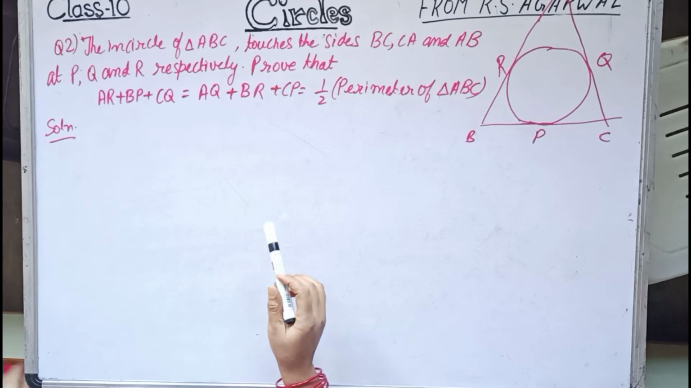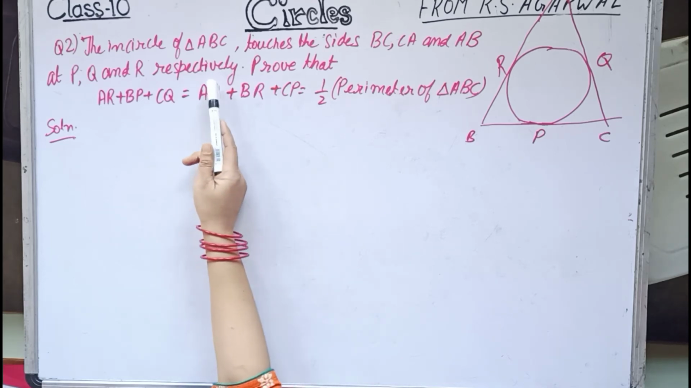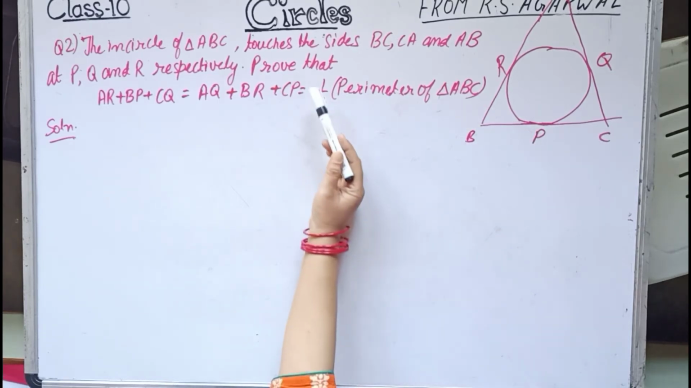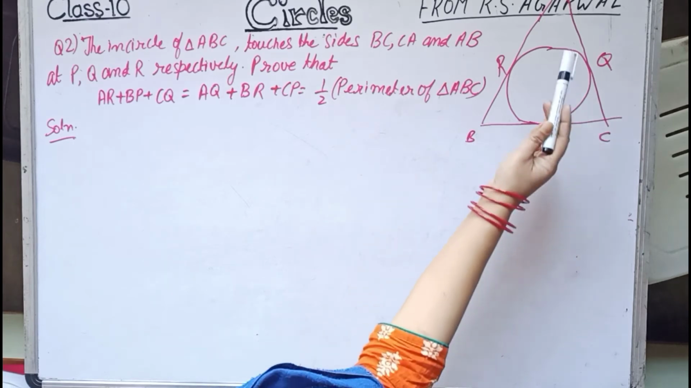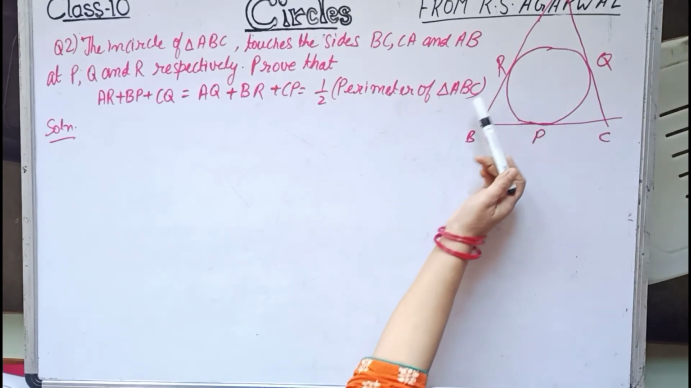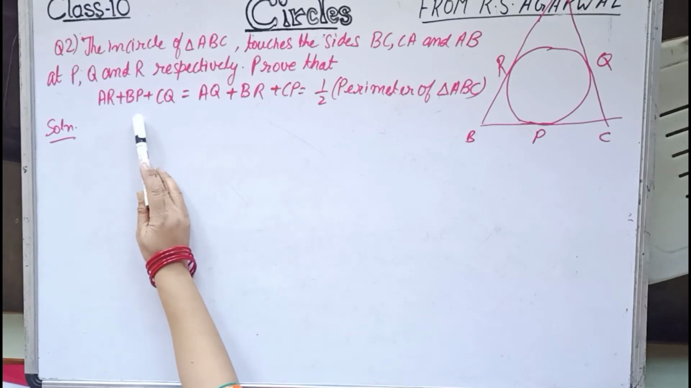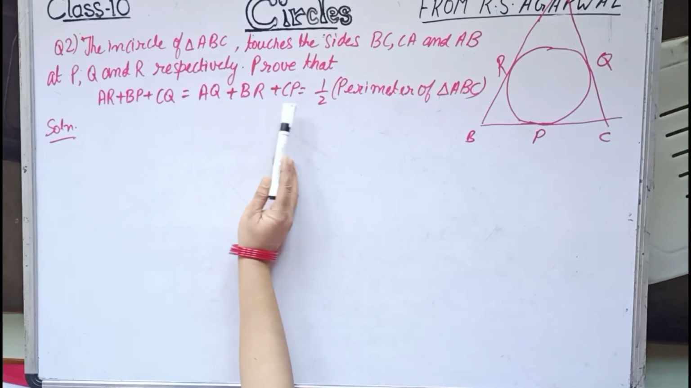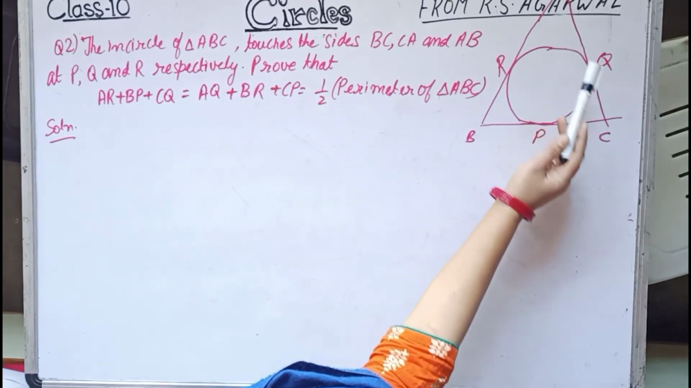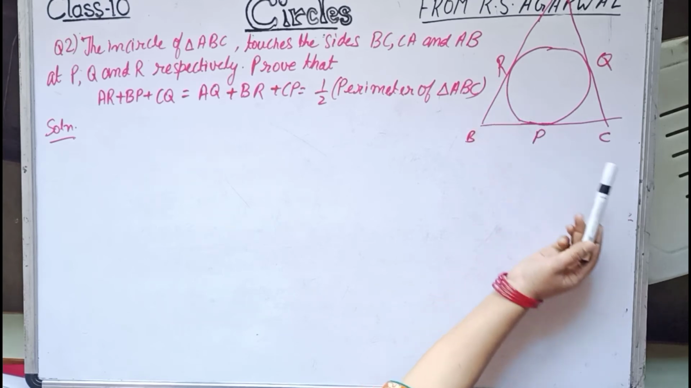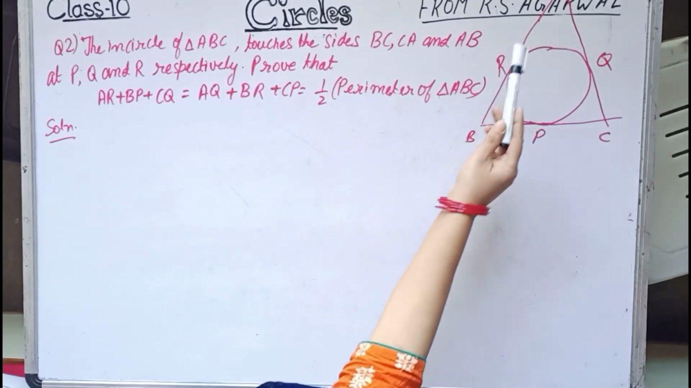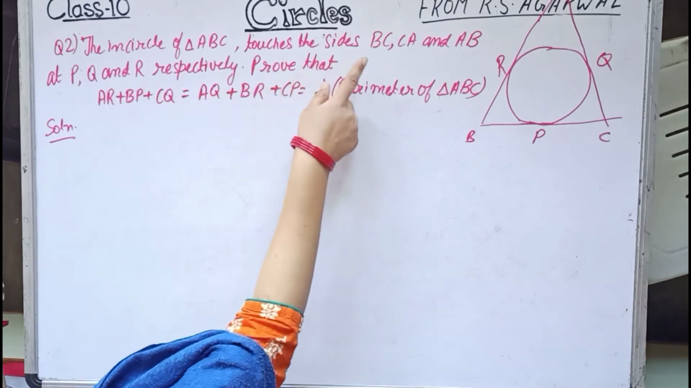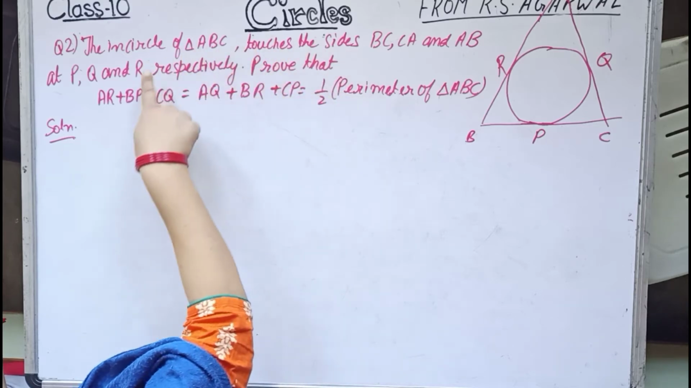Question number 2 is saying that the incircle of triangle ABC, means a circle is drawn inside a triangle ABC, touches the sides BC, CA and AB at the points P, Q and R respectively. We have to prove that AR plus BP plus CQ equals to AQ plus BR plus CP equals to half perimeter of ABC.